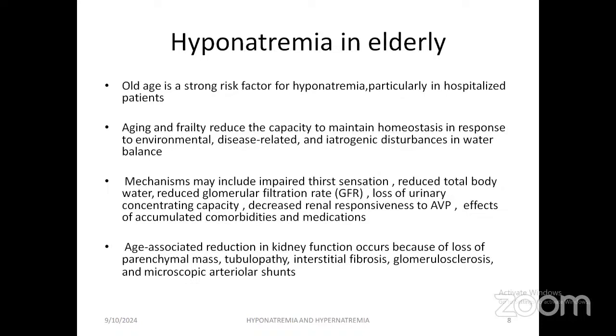Old age is a strong risk factor for hyponatremia, particularly in hospitalized patients. Aging and frailty reduce the capacity to maintain homeostasis in response to environmental, disease-related, and iatrogenic disturbances in water balance. Mechanisms may include impaired thirst sensation, reduced total body water, reduced GFR, loss of urinary concentration capacity, and decreased renal responsiveness to AVP in the elderly. Age-associated reduction in kidney function may occur because of loss of parenchymal mass, tubulopathy, interstitial fibrosis, glomerulosclerosis, and microscopic arteriolar shunts.